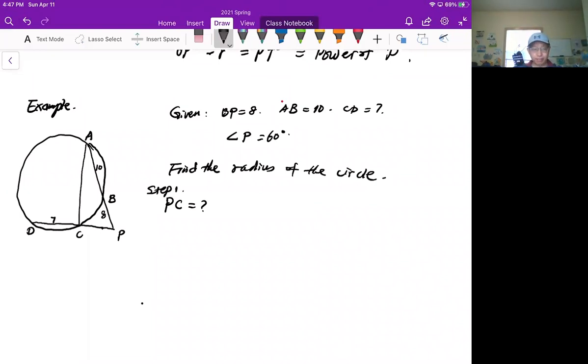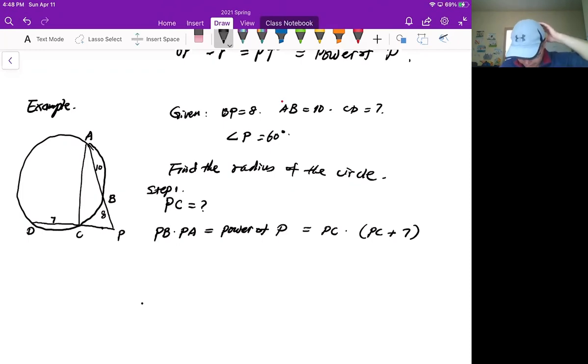That should be easy. It's the power of the point, right? You pick up the point P here. You figure out the power of the point P in two different ways. So first of all, I know that PB times PA equals the power of the point P. But I can also write that as PC times PC plus 7, right? And then set up the equation and you can solve this. Everything's good, right? Good. So let's try to do that.